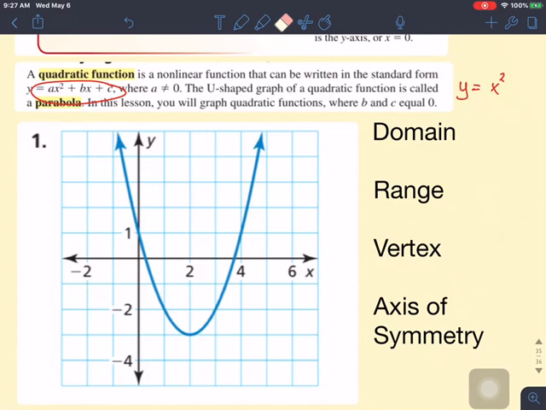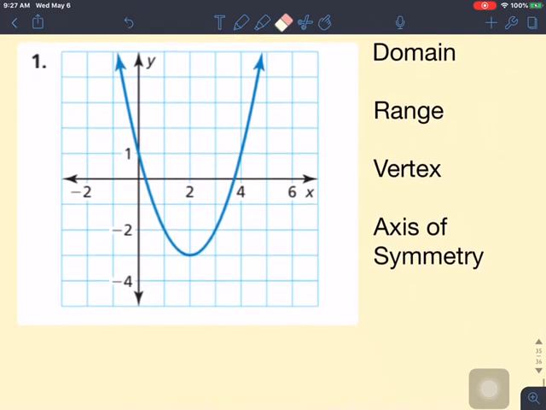So what I want to do with you is talk about the parts of this parabola, which is a picture, a graph of a particular quadratic function. We're going to talk about several things. I know I have domain and range listed first, but we're going to look at the vertex first, because everything really starts from the vertex.